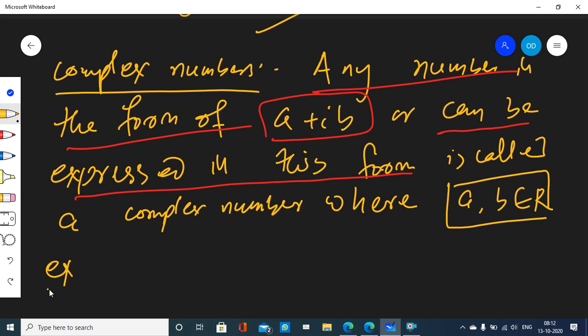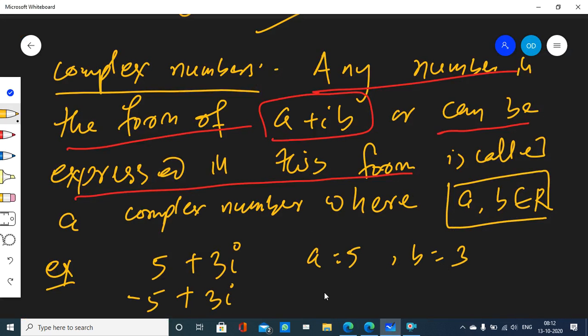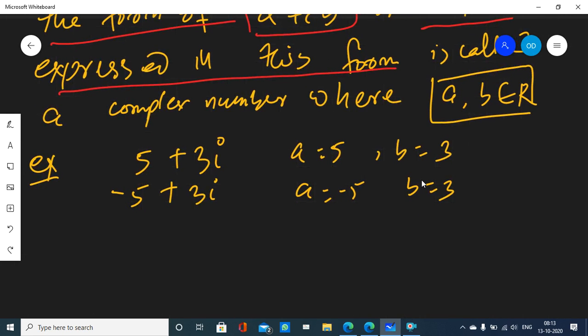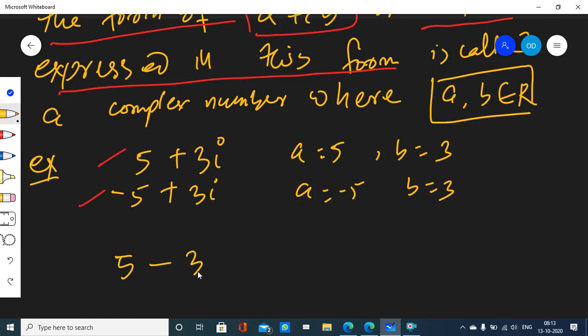For example, 5 plus 3i. Here a is 5, b is 3, and both are real numbers. a, b have to be real numbers. Minus 5 plus 3i, here a is minus 5, b is 3, they are also real numbers, right? So these are examples of complex numbers. Then 5 minus 3i, right? Here a is equal to 5 and b is equal to what? Minus 3, right? Minus 3.